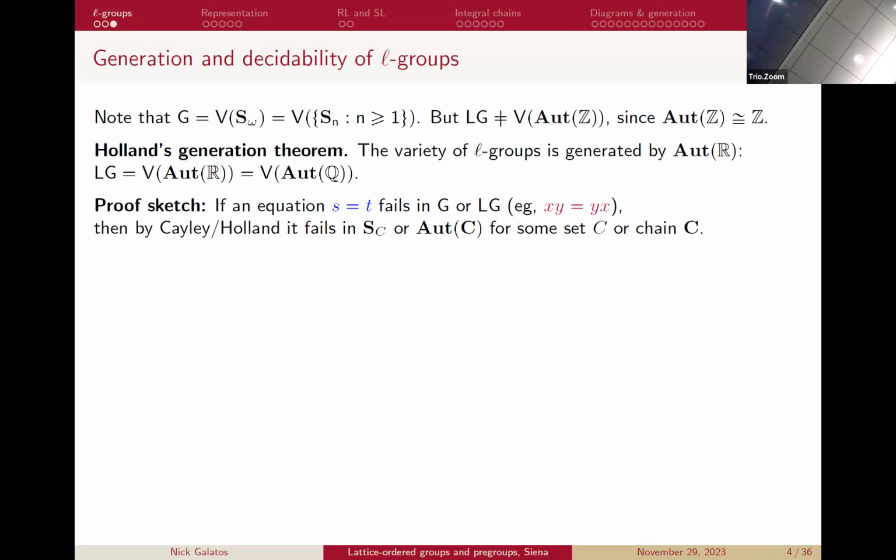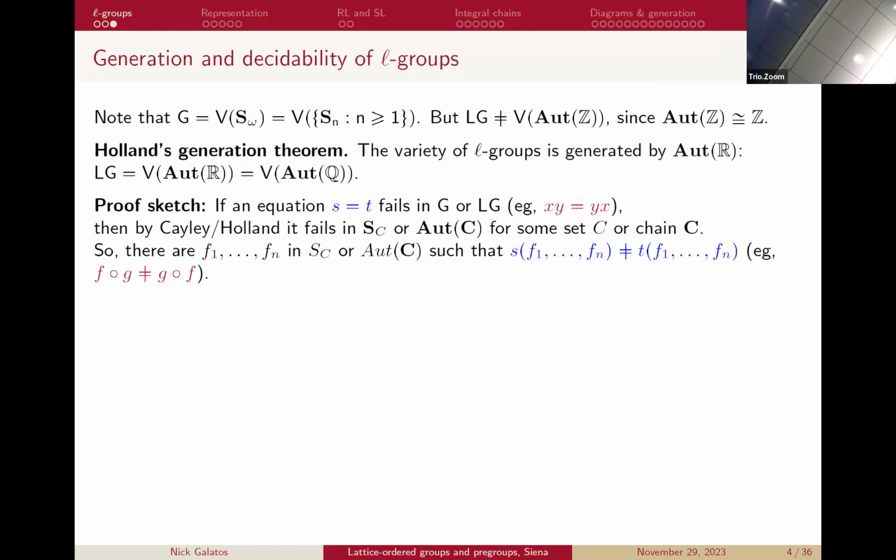That's a non-trivial direction. So pick an equation and say it fails in the variety of groups or the variety of L groups. And here I'm going to have a running example, which is commutativity, because it does fail in both. If it fails in the variety, it fails in a particular group or in a particular L group. Use the embedding theorem, Cayley or Holland, to embed that group that witnesses the failure into symmetric groups. So actually, we can now have a failure of the equation in a symmetric L group or group for some set C or for some chain C.